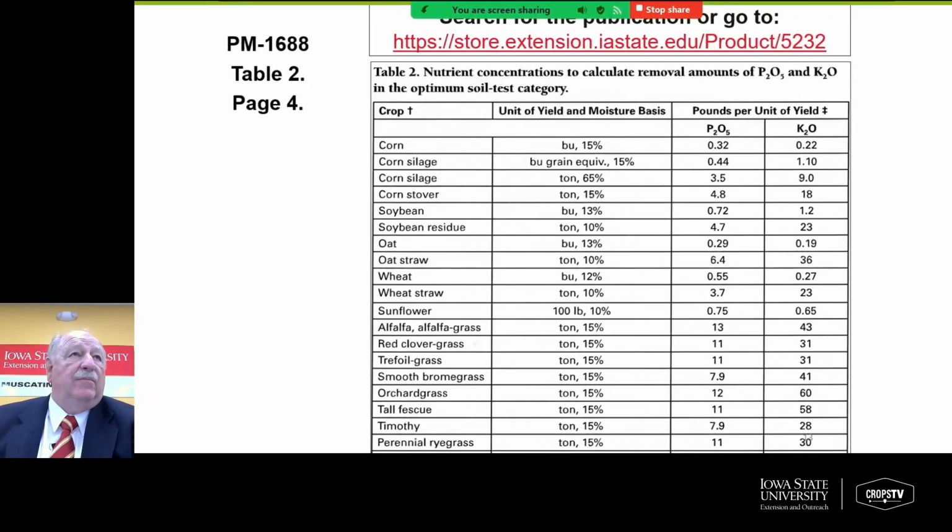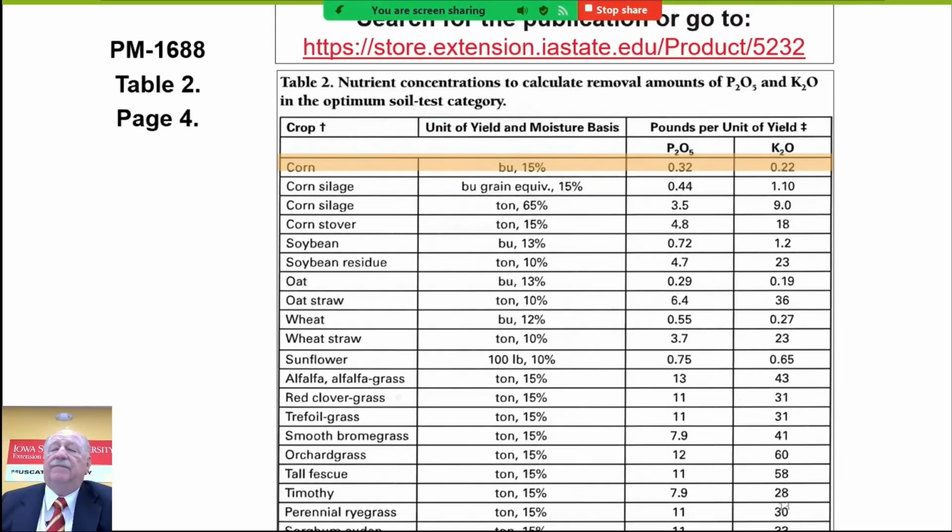And this is probably too small for you to see on the screen unless you're up really close. So I'll walk you through the first line, which is corn. What that basically says is for the corn crop, for a bushel of corn at 15% moisture, it removes 0.32 pounds of P2O5 and 0.22 pounds of K2O. So if I have 200 bushel corn, that's 64 pounds of P2O5 and 44 pounds of K2O.